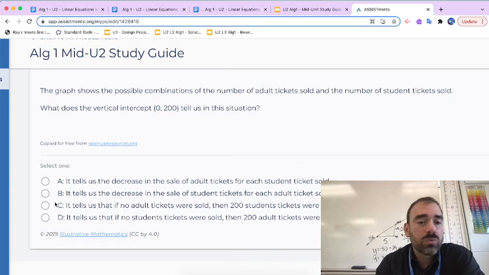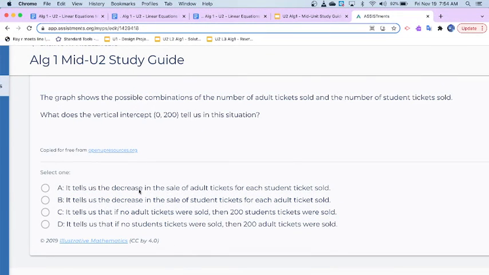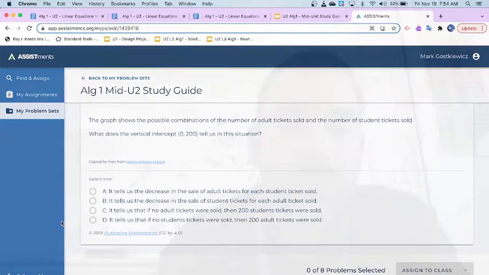So, which one is it? Let's see, which multiple choice option is it? It tells us, if no adult tickets were sold, 200, so it's C. The answer for that one is C.